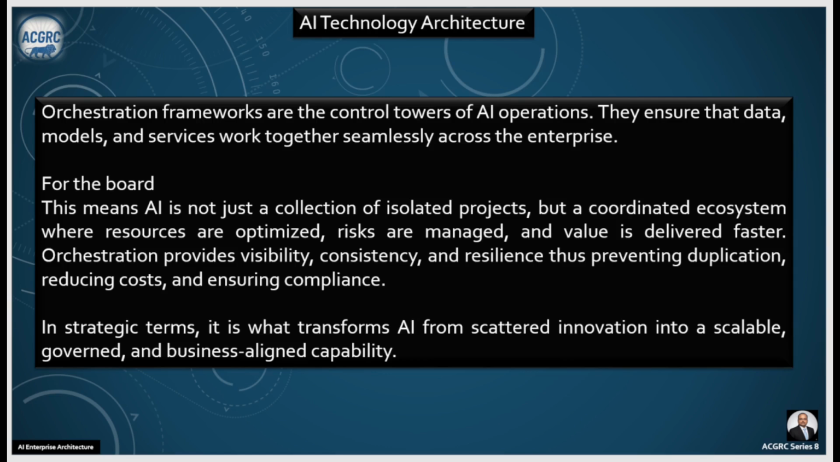Orchestration provides visibility, consistency, and resilience, thus preventing duplication, reducing cost, and ensuring compliance. In strategic terms, it is what transforms AI from scattered innovation into a scalable, governed, and business-aligned capability.